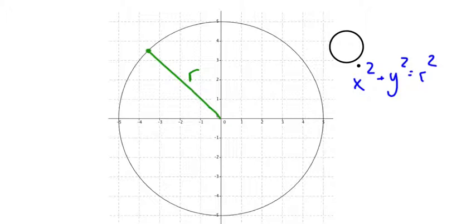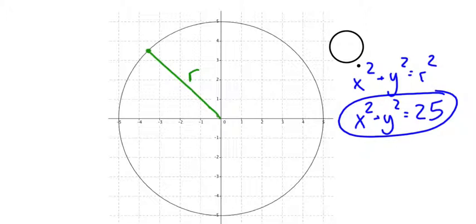Correct? So x squared and y squared, like every other equation we've had, we're going to leave x and y as they are. Here, what's the radius of the circle? 5. So what's r squared? 25. Okay, so that's all you would have. That's it. That's the equation of the circle. If I give you that, we can find out what the circle is, and we can draw the circle.